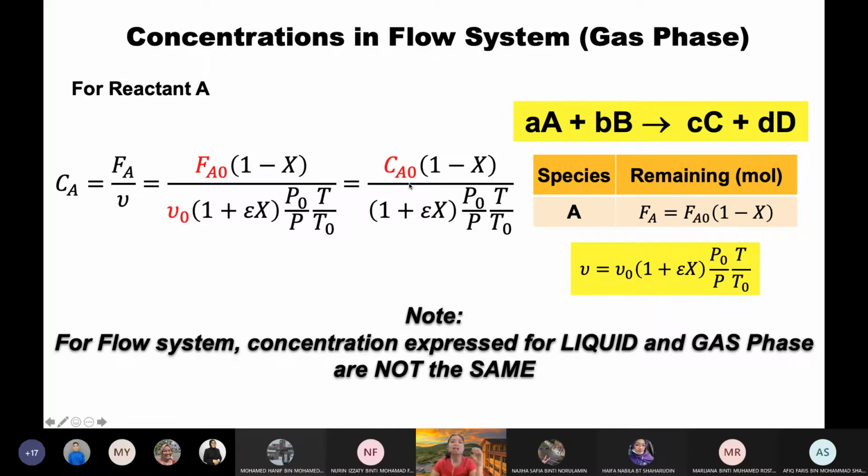So kalau kamu perasan, kalau batch dan juga liquid flow, kita dah berhenti kat sana. Tetapi kalau gas, pembawah dia tu akan tambah part yang 1 plus epsilon X, P0 per P, T per T0. So tu beza dia expressing concentration, batch, liquid dan gas flow. Kalau kes yang selebihnya tadi tu, teruskan ke atas saja. Untuk gas, ada part yang kat bawah ini. Sebab kita tak boleh remove part 1 plus epsilon X, P0 per P, T per T0.